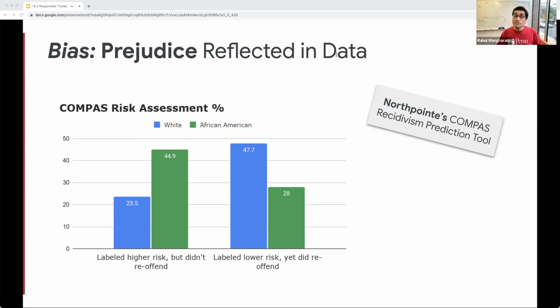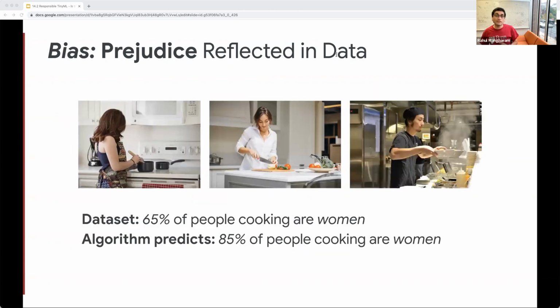And the opposite mistake was made among whites, who were much more likely to be labeled as lower risk, but go on to commit other crimes. This is attributed to historical injustice in policing practices that have been disproportionately focused on minorities, resulting in higher arrest rates among these populations that gets reflected in the data set. And then this sort of unfortunate thing continues even when we apply machine learning.